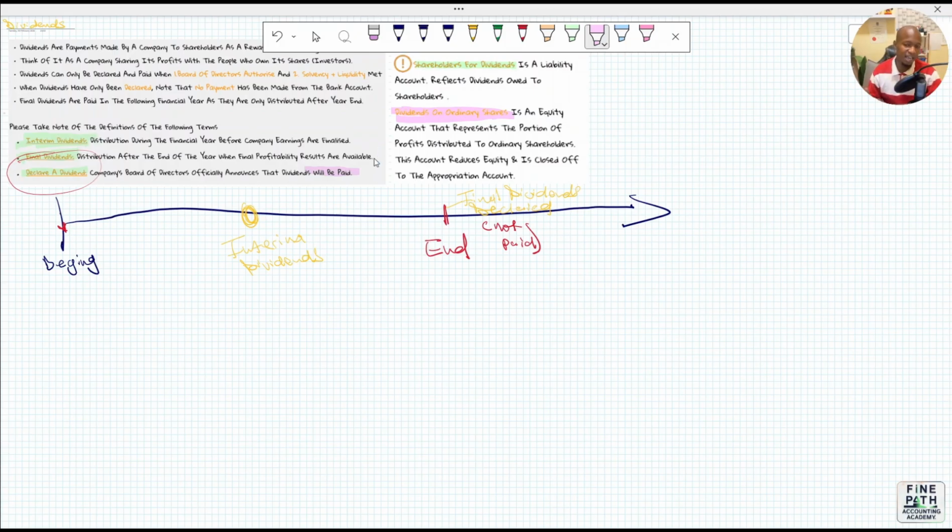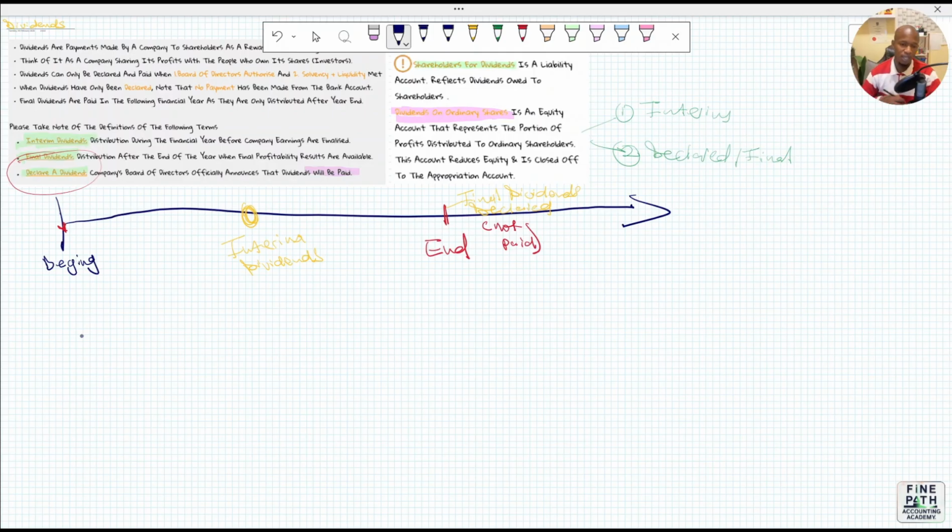It is an equity account that represents the portion of profits that have been distributed to our shareholders. So all of our dividends. So we would have here our interim dividends. And then here we would have our declared dividends. So whether this has been paid or not, but the fact that we've declared, we know that there's so much dividends that we need to pay off. So this account will always recognize these two types of dividends.